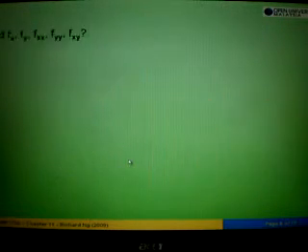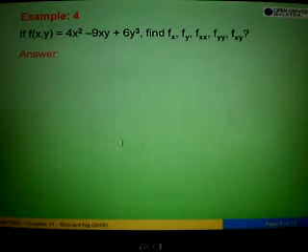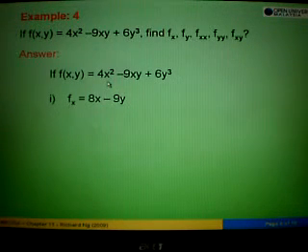Alright? Okay, let's look at example 4. In example 4, if f(x,y) is given as 4x squared minus 9xy plus 6y to the power 3, we are asked to find fx, fy, fxx, fyy and fxy. So we will start with the function first and then find fx. So for fx, we differentiate compared with x.